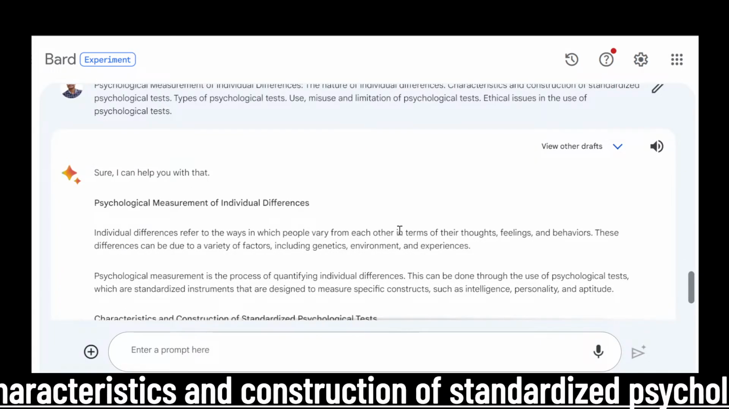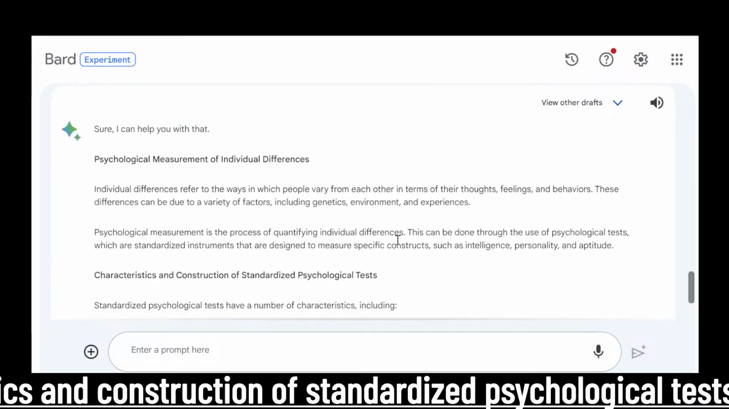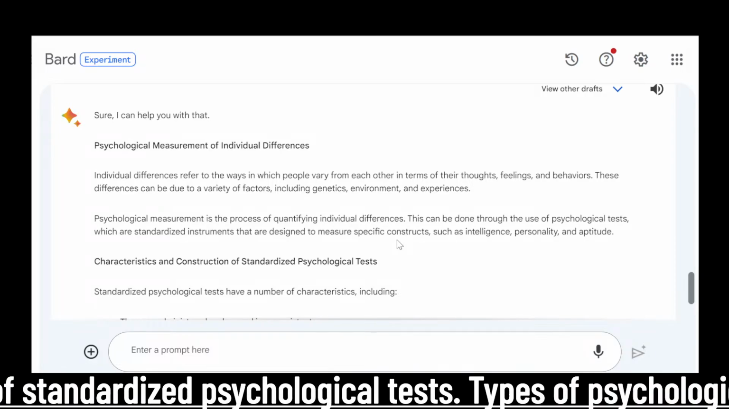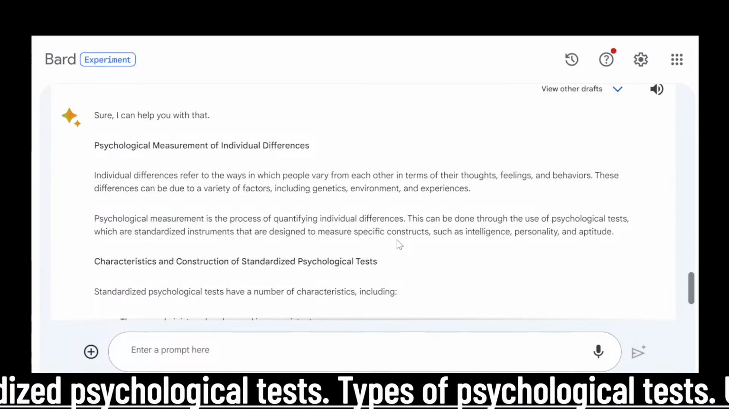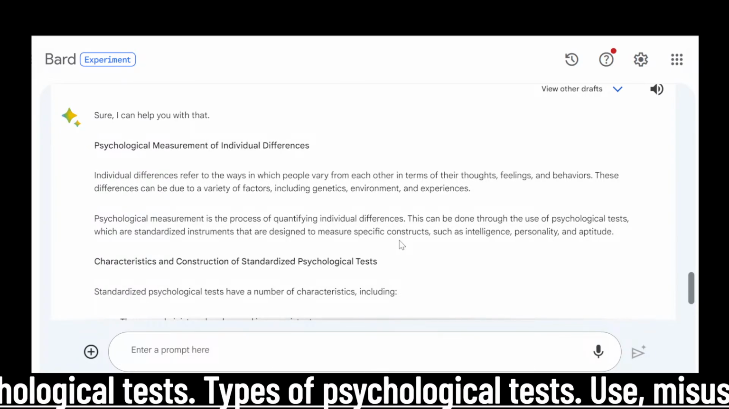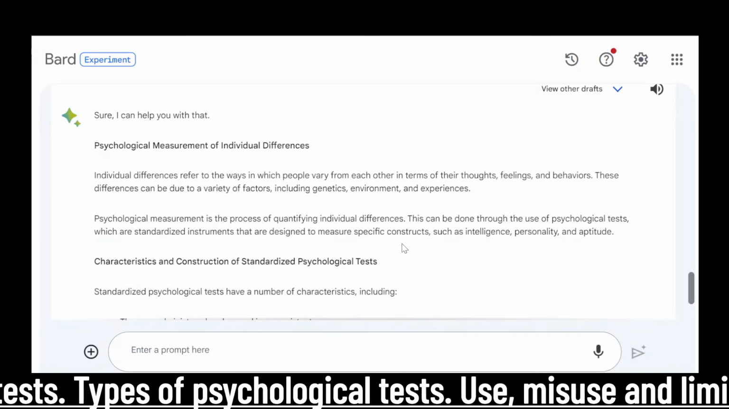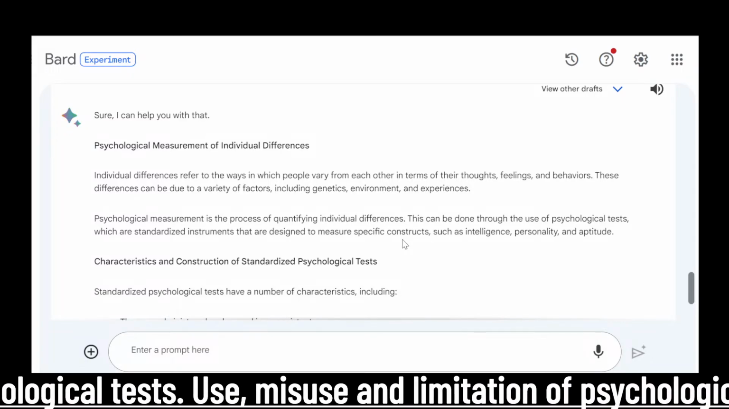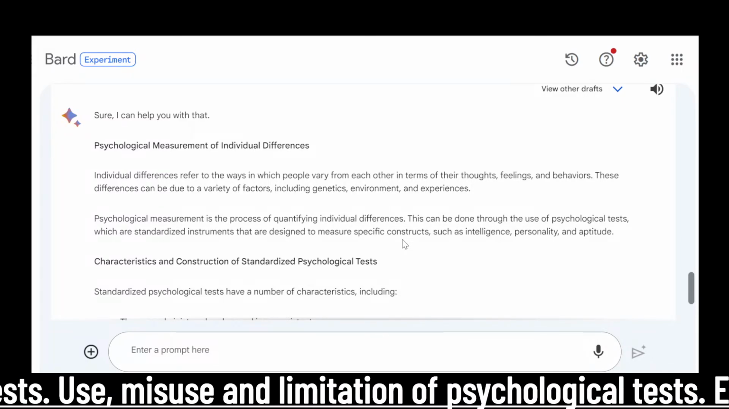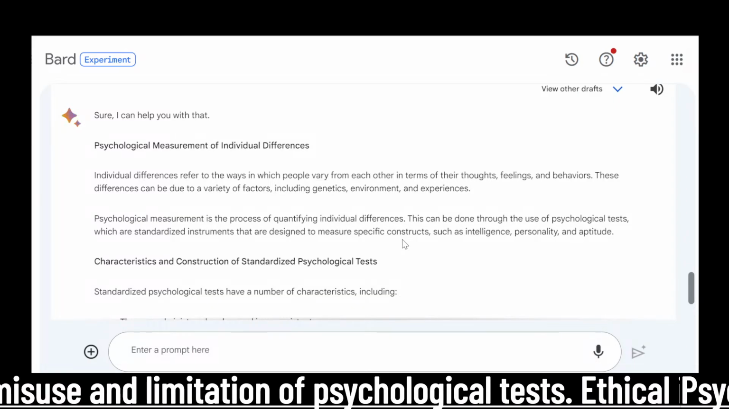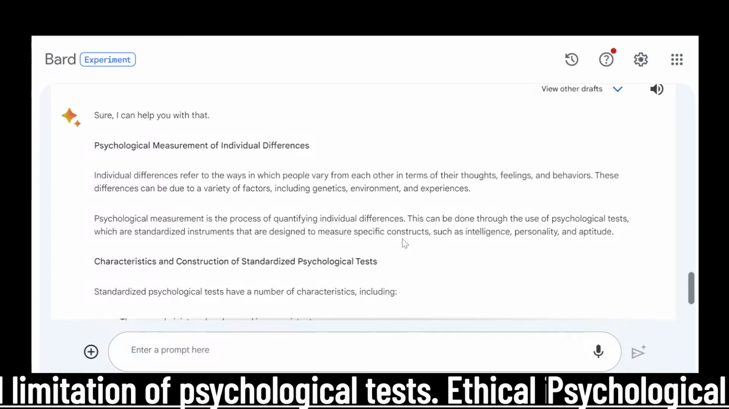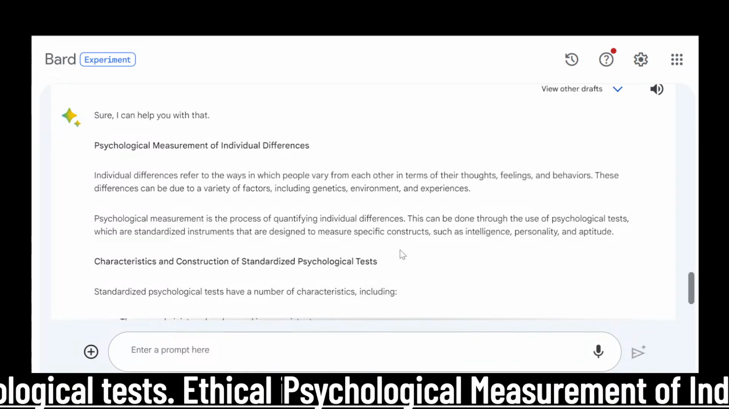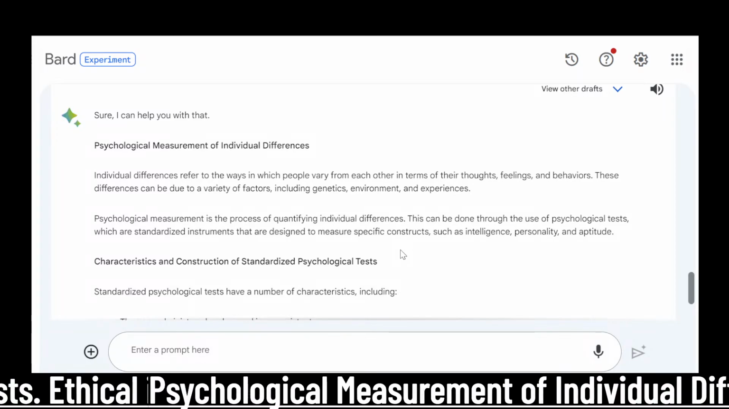Individual difference refers to the ways in which people vary from each other in terms of their thoughts, feelings, and behavior. So you and me are very much different. These differences can be due to a variety of factors, including genetics. Genetics is the main factor behind the differences. The environment is there and experience is there. Environment has 10% contribution, I think, and experience has 90% contribution. Environment becomes the cause of change in the genetics. So these factors are genetics, environment, and experiences.